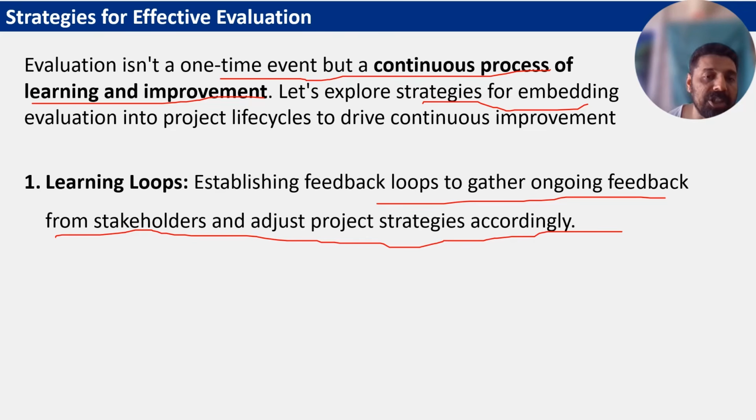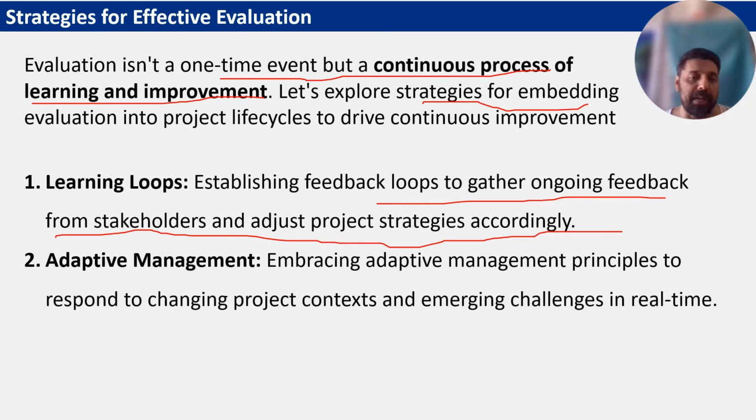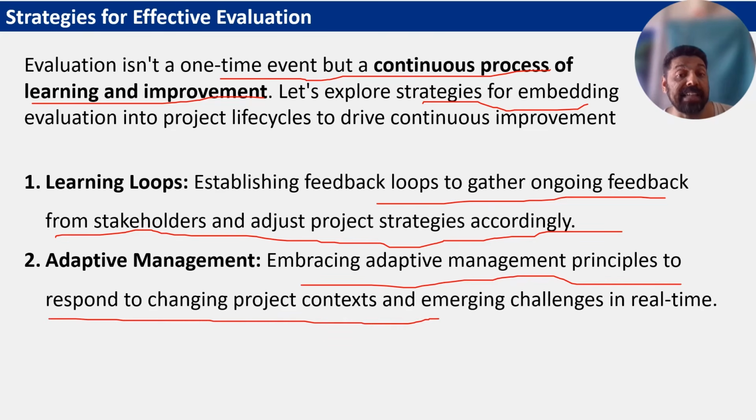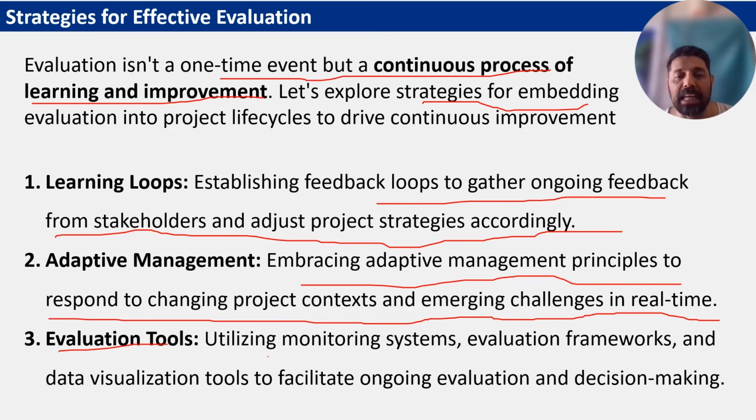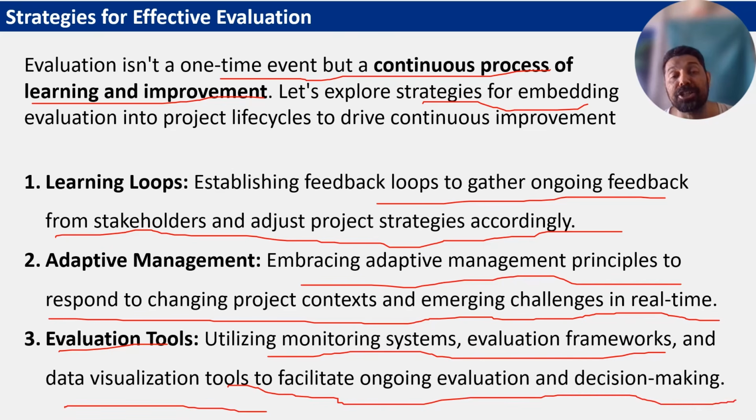This is one of the best strategies to ensure your projects are implemented properly. So we need to establish feedback loops to gather ongoing feedback from stakeholders during the project implementation. Adaptive management: embracing adaptive management principles to respond to changing project context and emerging challenges in real time. Be adaptive. There should be some modification in the project with the passage of time. If that project is not changing, it means you don't have any monitoring and evaluation system. And then evaluation tools, utilizing monitoring systems, evaluation frameworks, and data visualization tools to facilitate ongoing evaluation and decision making.